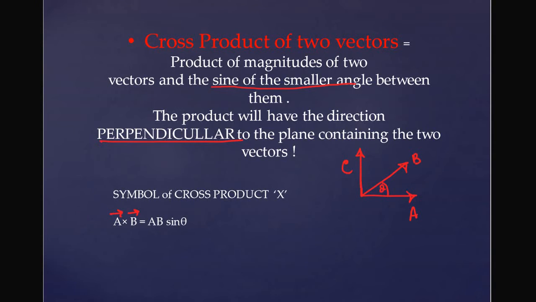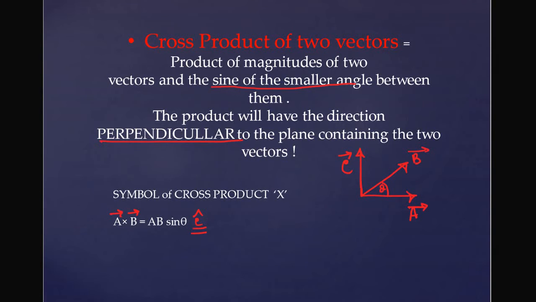If I denote it as C vector, so A cross B. The symbol of cross product or vector product is cross. That's why A cross B will be AB sine theta C cap. What is C cap here? C cap is the direction of the C vector. It will have the direction perpendicular to the plane containing these two vectors A and B.